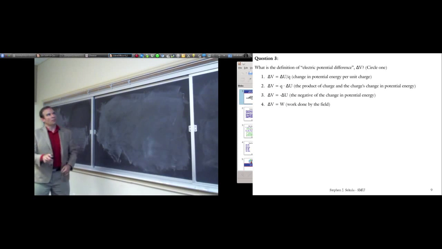Okay, last one. What's the definition of electric potential difference, delta V? Is it one, electric potential difference is the change in potential energy divided by charge? Is it two, the electric potential difference is the charge times the change in potential energy? Is it three, electric potential difference is the negative of the change in potential energy? And is it four, electric potential difference is the work done by the field, W?